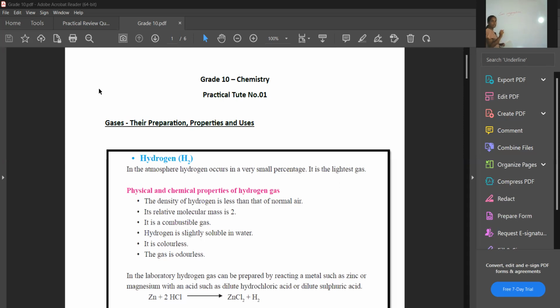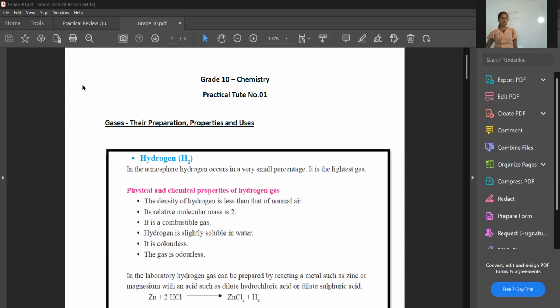Under gas preparation, Pute, we only have to know about three gases. What are those three gases? Hydrogen, carbon dioxide and oxygen. Only about these three.